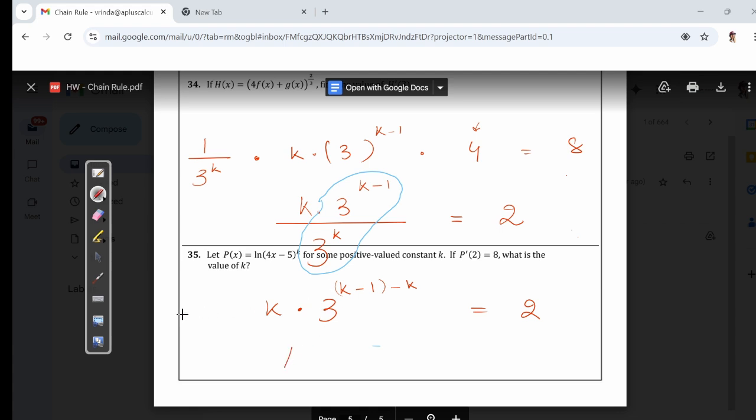So are you clear with this step till this step? Yes. Okay. So then what will be k minus 1 minus k? Can't that just become negative 1? Yeah, negative 1. And then 3 raised to negative 1, you can write it as k times 1 over 3, right? You make the exponent positive. So then that means k will be equal to 6. Yes, so k will be equal to 6. Okay.